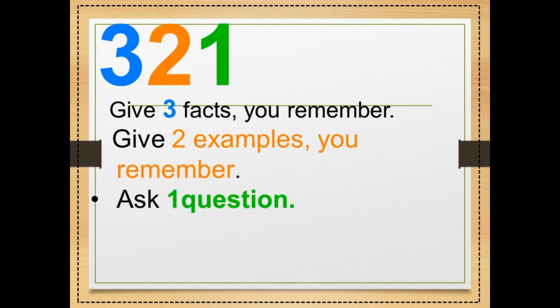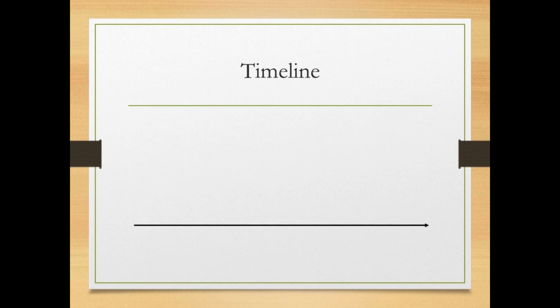Another possible suggestion may be the task 3, 2, 1. So, for example, students are asked to give 3 facts they remember, give 2 examples they remember, and ask 1 question. Another opportunity for both teachers and students to track their progress in achieving lesson objectives is suggesting the timeline. So students may indicate at the start of the lesson where they are in relation to lesson objectives. Later, by the end of the lesson, the teacher may draw students' attention, go back to the lesson objectives, remind them of the lesson objectives, and ask them to indicate on the same timeline again where they are in relation to lesson objectives.